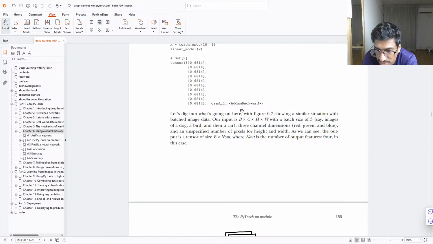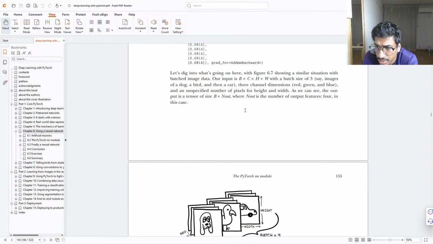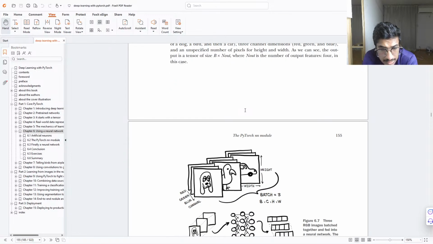The batch size is 3: say a dog, an egg, a bird and then a car, with 3 channels: red, green, blue. And the unspecified number of pixels for width and height. As we can see, the output is a tensor of size B by N_out, where N_out is the number of output features and B is the batch size.